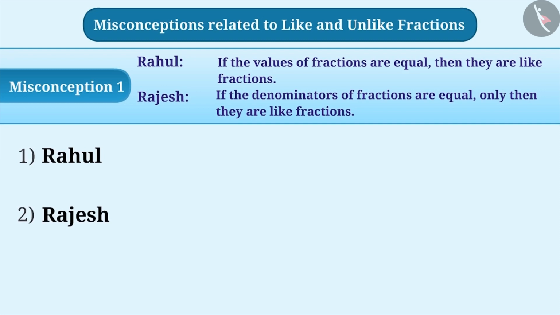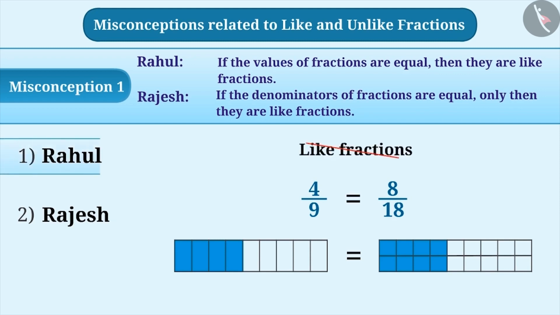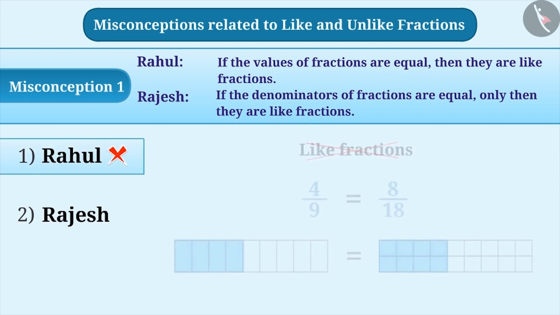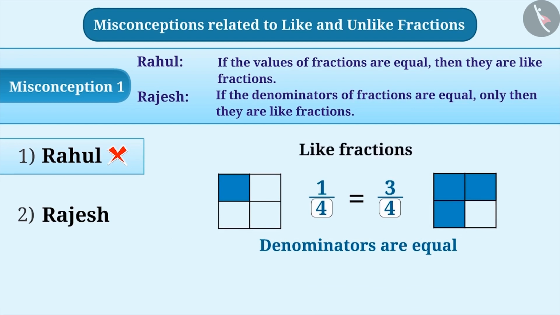Most of the times, it is understood that if the value of fractions are equal, then they are like fractions. For example, the values of 4 by 9 and 8 by 18 are equal, so they are considered as like fractions. This is incorrect. That means Rahul is incorrect. The correct understanding is that if denominators of fractions are equal, whether the numerators are equal or not, then such fractions are called like fractions. Therefore, Rajesh is right.